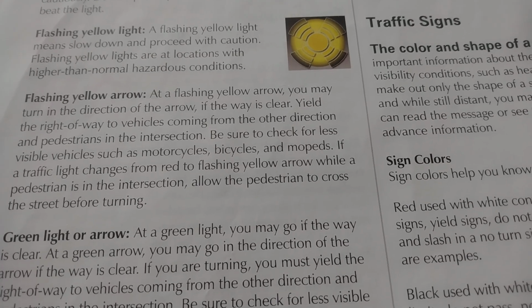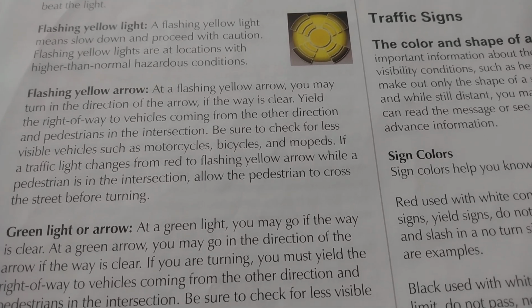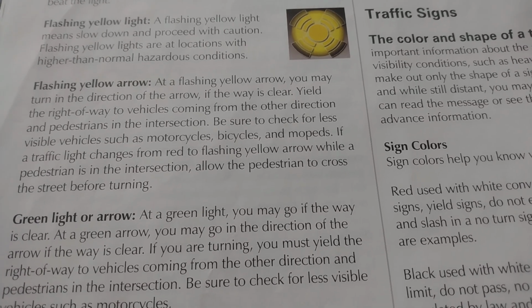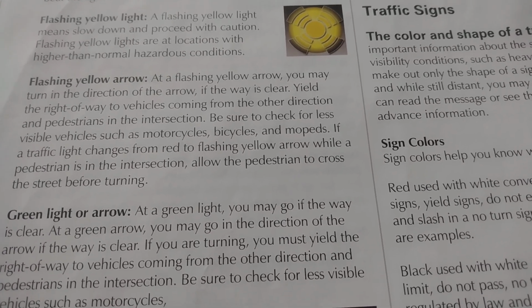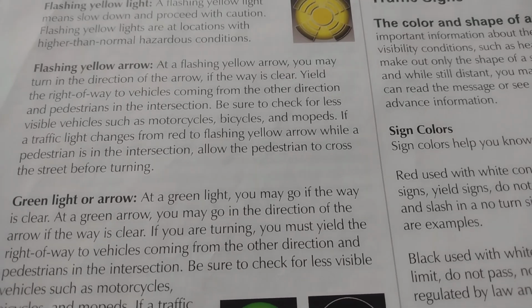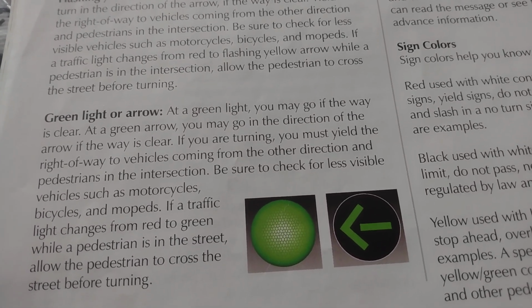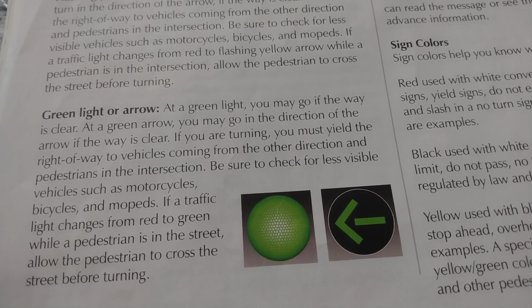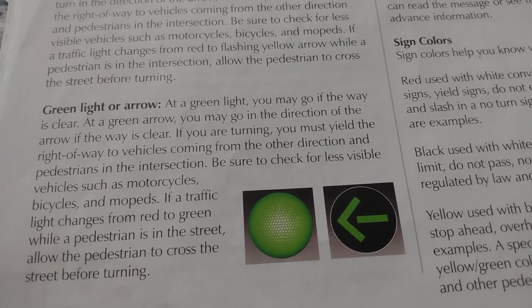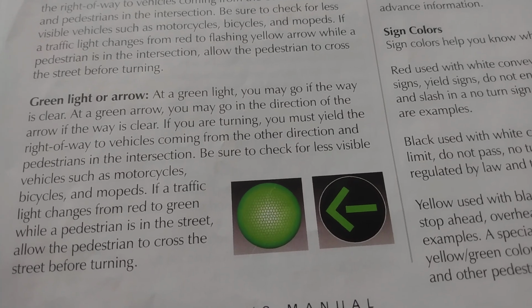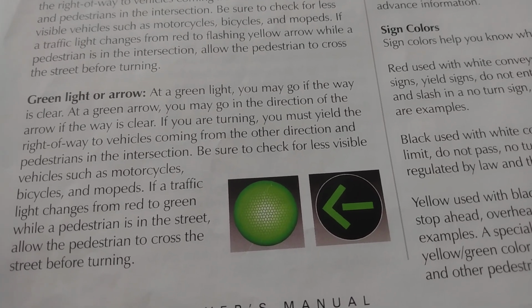If a traffic light changes from red to flashing yellow arrow while a pedestrian is in the intersection, allow the pedestrian to cross the street before turning. Green light or arrow. At a green light, you may go if the way is clear. At a green arrow, you may go in the direction of the arrow if the way is clear.